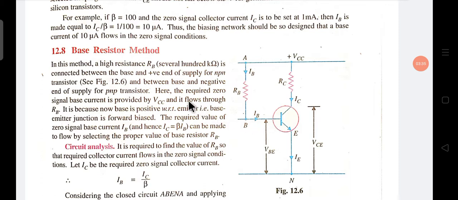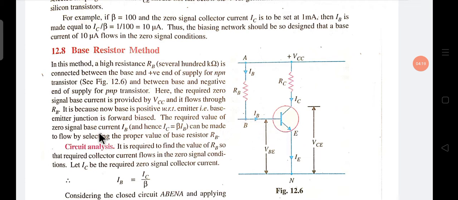Here the required zero signal base current is provided by VCC. This base current IB flows through RB. It is because the base is positive with respect to the emitter, that is, the base emitter junction is forward biased, because the base is positive and the emitter is negative or ground.